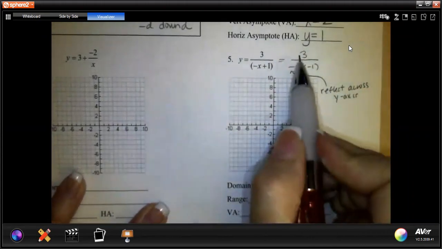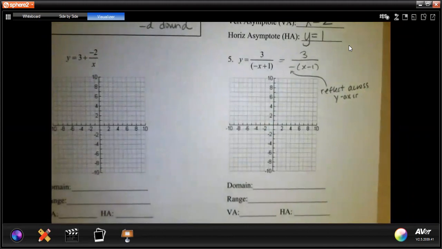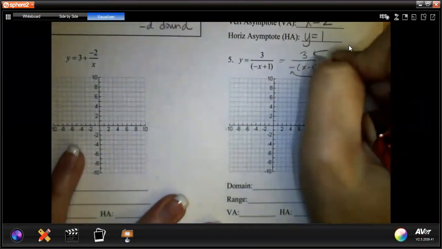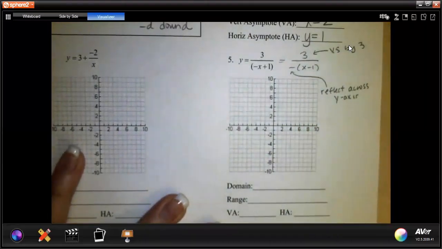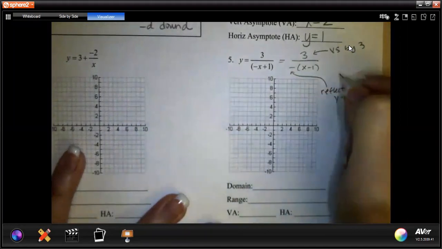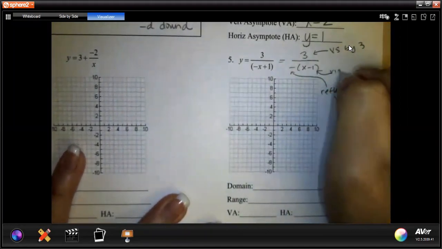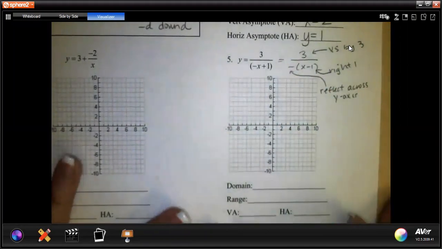If it was in the place of the a up here, it'd be a reflection across the x. Now, because of the way this function works, symmetry across the x and the y-axis is the same, so you're not going to see a difference from the graph itself. This right here would be a vertical stretch by 3, since that's in the place of a and it's bigger than 1. And then this one would move it to the right 1. So we've got 3 different transformations here.